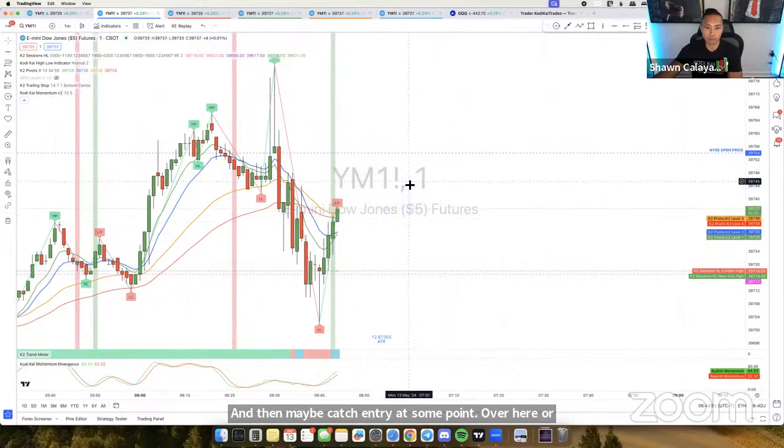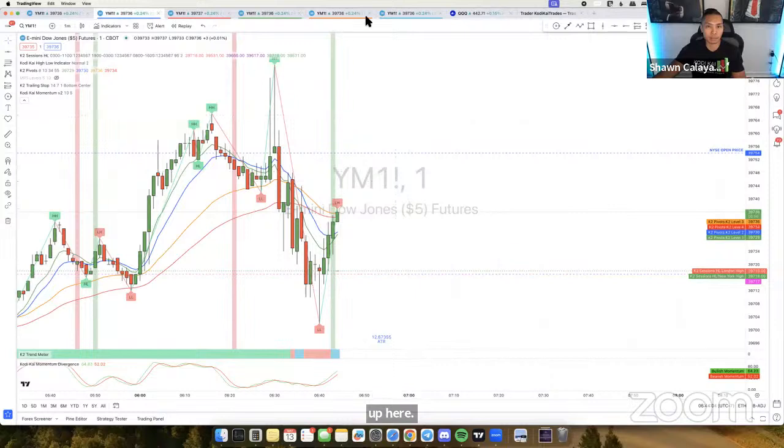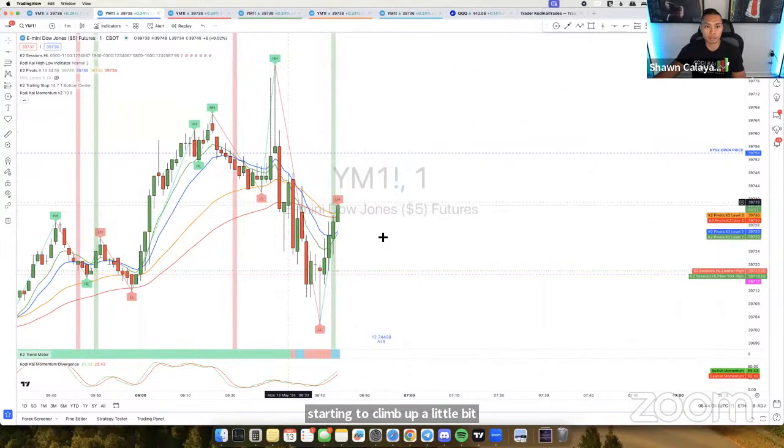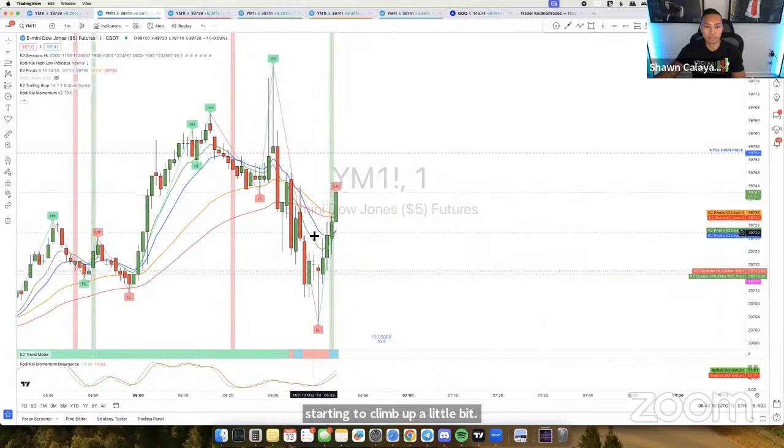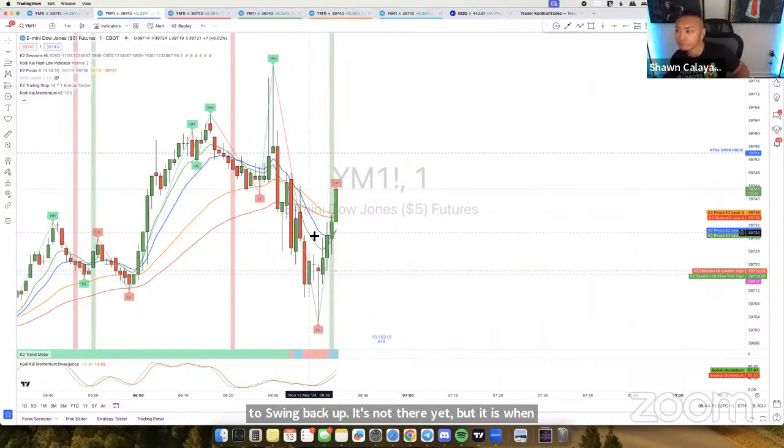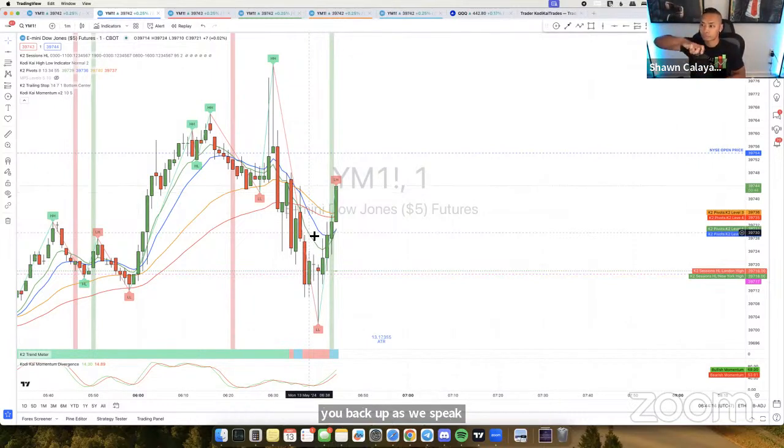All right, we got the buy signal right there. Price is now starting to climb up a little bit. We need to kind of confirm that the trend here is going to swing back up. It's not there yet, but it is swinging back up as we speak.